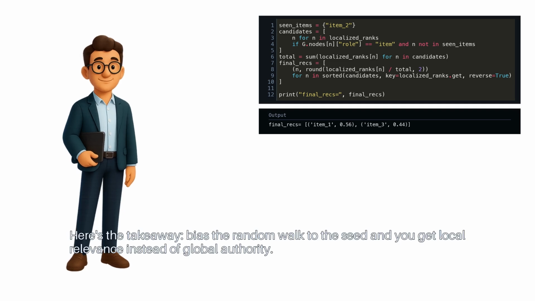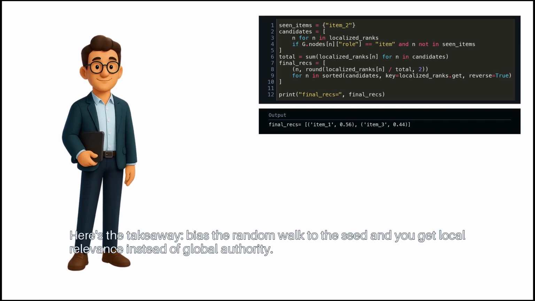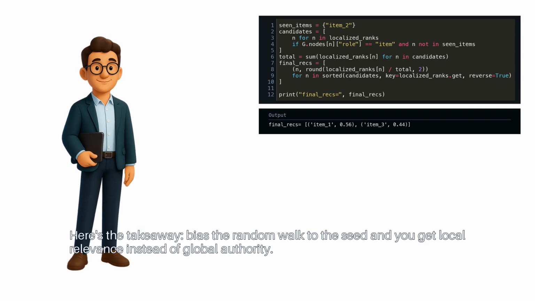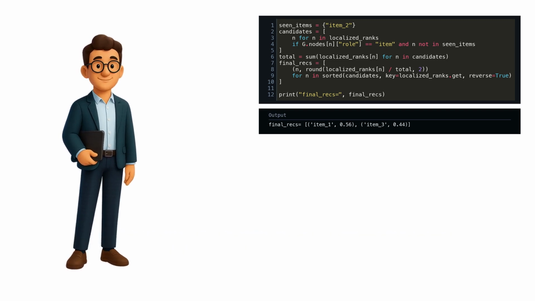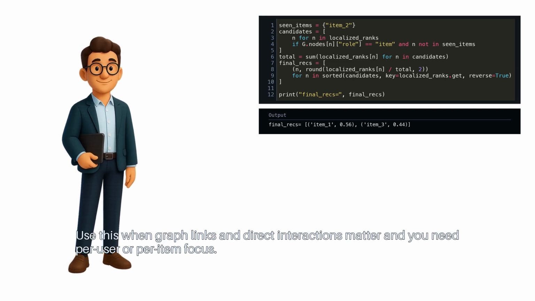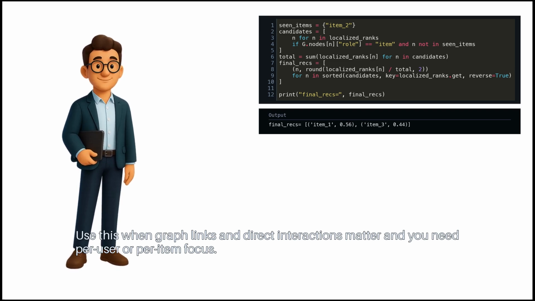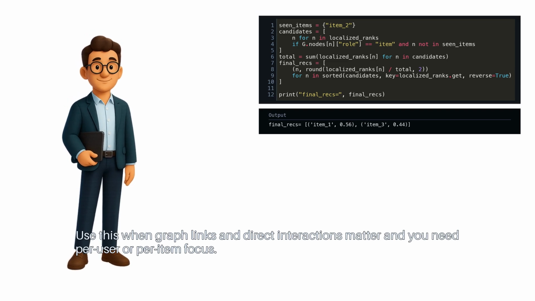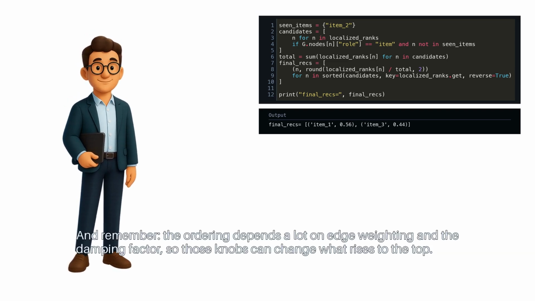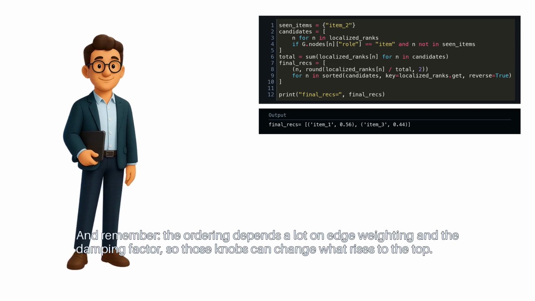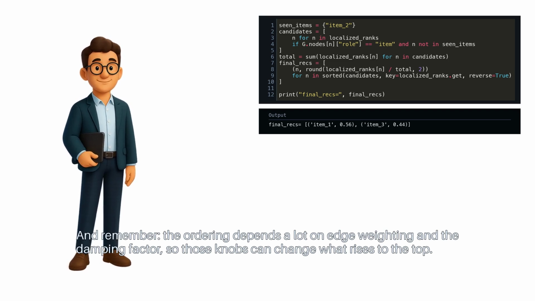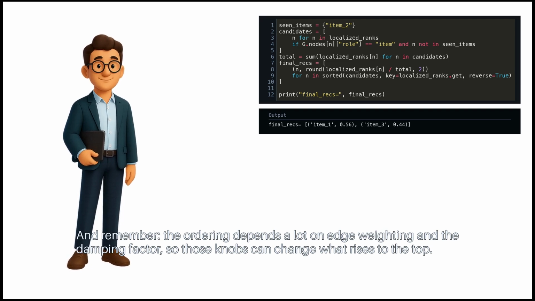Here's the takeaway. Bias the random walk to the seed and you get local relevance instead of global authority. Use this when graph links and direct interactions matter, and you need per user or per item focus. And remember, the ordering depends a lot on edge weighting and the damping factor, so those knobs can change what rises to the top.